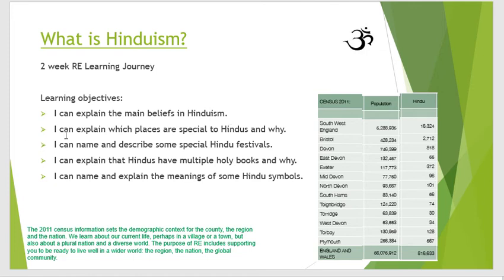Today we're going to be thinking about these special places, which are special to Hindus and why they are special to Hindus. And then next week we're going to be naming and describing some special Hindu festivals. We're going to explain why Hindus have multiple holy books. And we're going to name and explain the meanings of some Hindu symbols. So by next Friday, we'll have an understanding or a greater understanding of what is Hinduism. Okay, let's get started then.